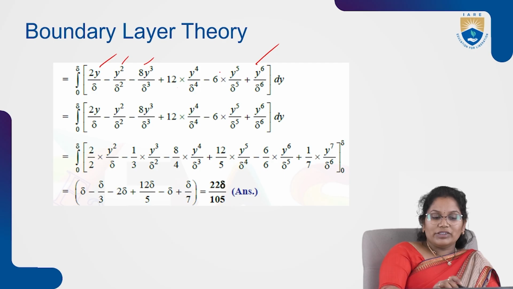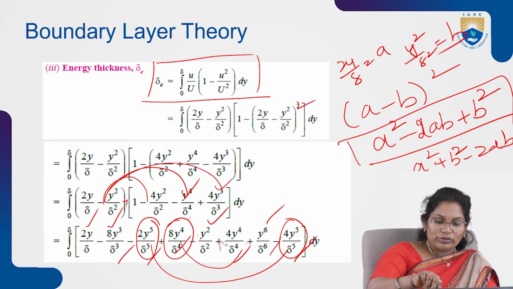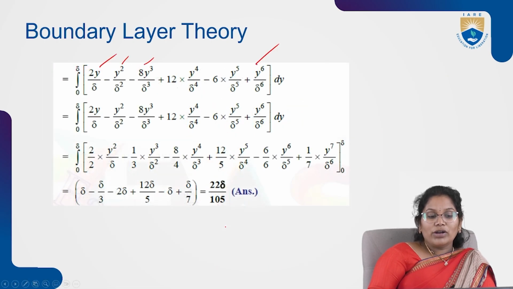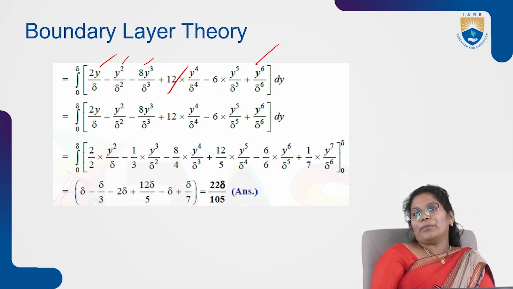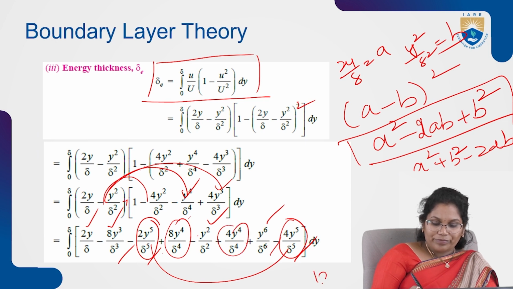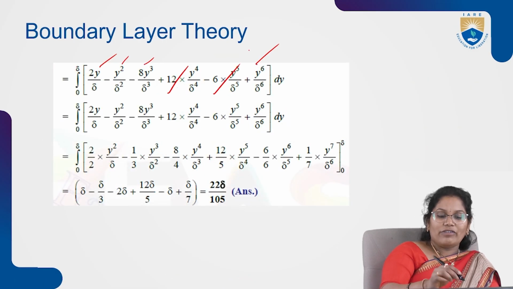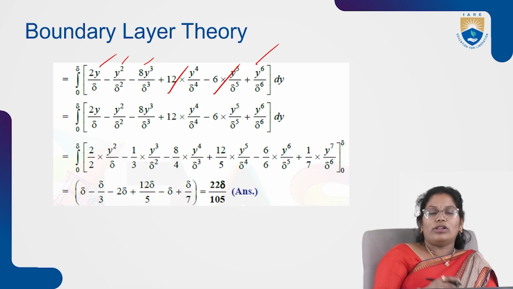So what happened to this power 4, this power 4 and this power 4? 8 plus 4 will become 12. This is what you have written here, 12 into y to the power of 4 by delta to the power of 4. Now, for power 5, 2 plus 4 is 6. So we have written 6 into 10 into y to the power of 5 by delta to the power of 5. These are all the values.